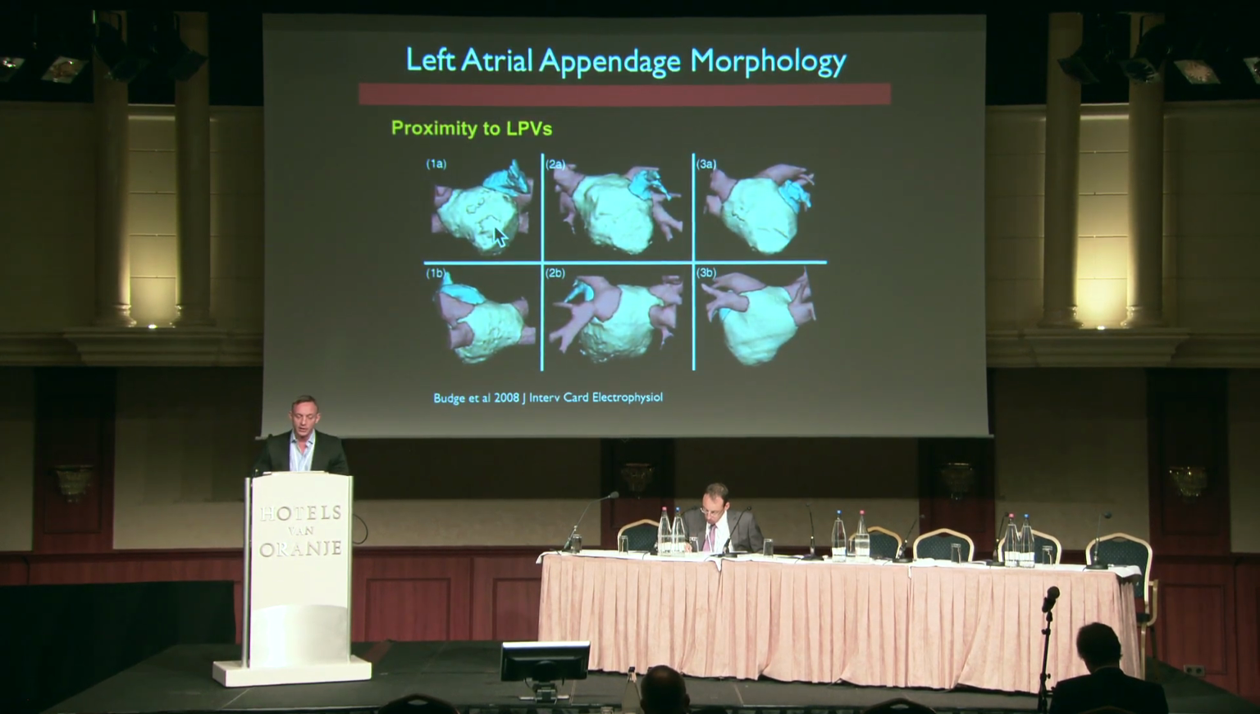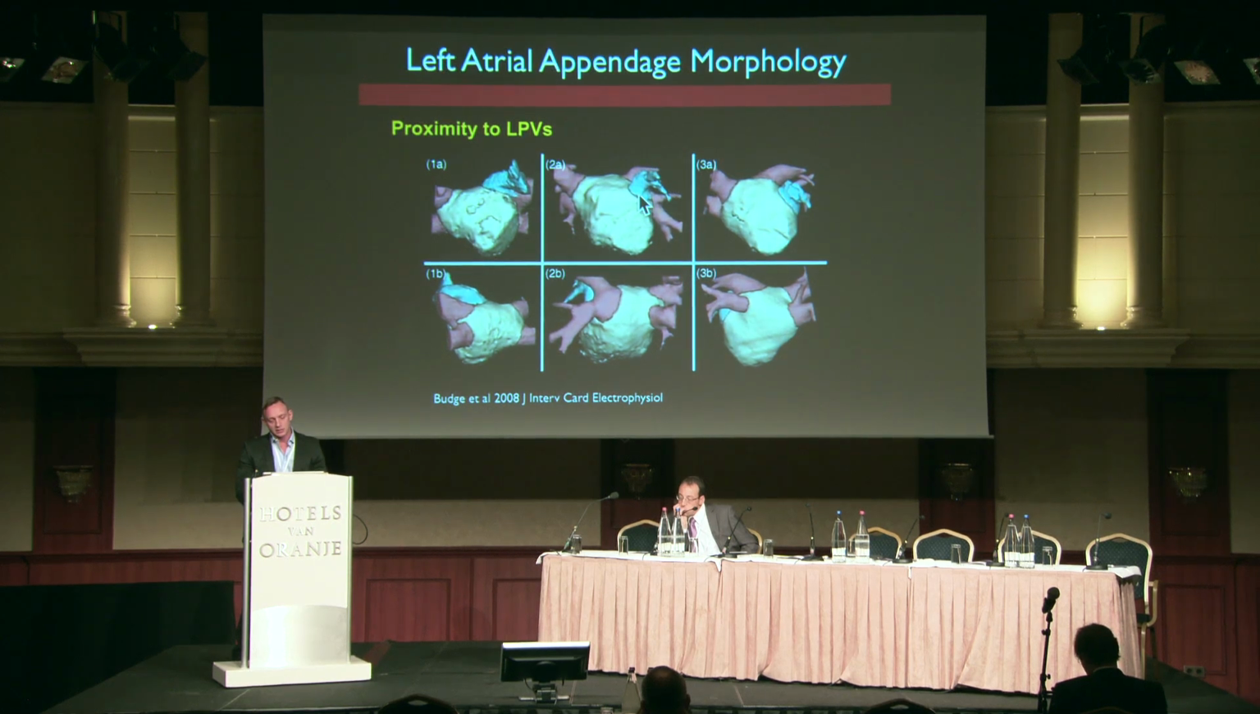And this, I think, is a very nice paper, a fairly recent paper, which shows CT analysis of the left atrial appendage, and in particular, the height of the appendage within the left atrium. So you can see in this first panel, the appendage is relatively high up within the atrium, so it's almost opposite the origin of the left superior pulmonary vein.